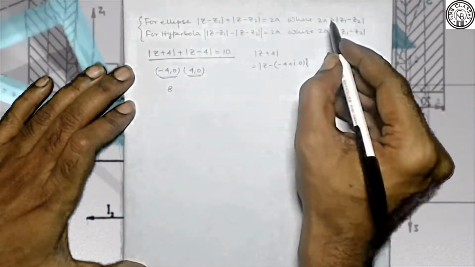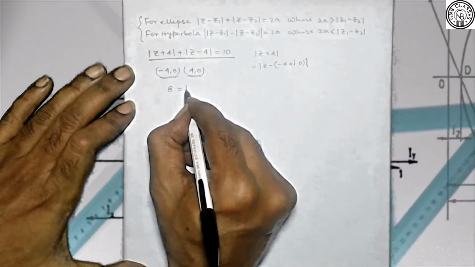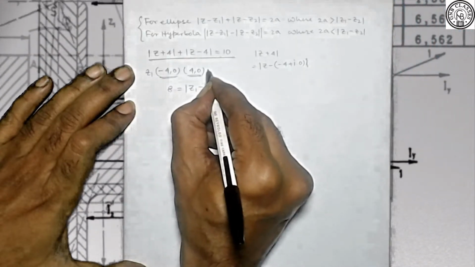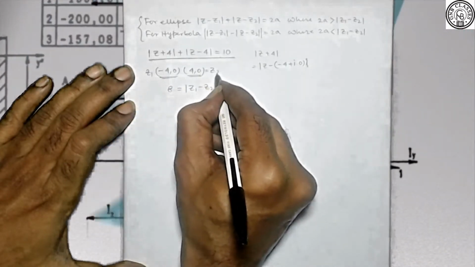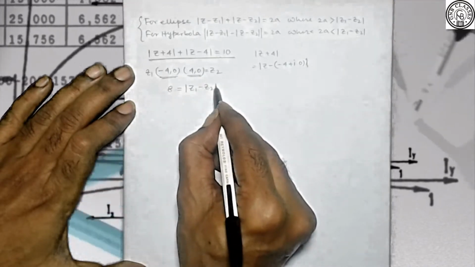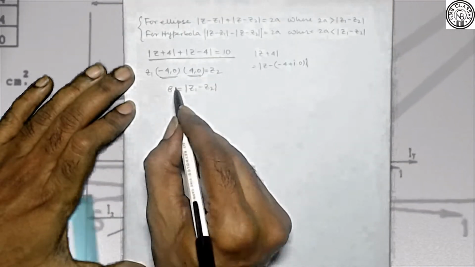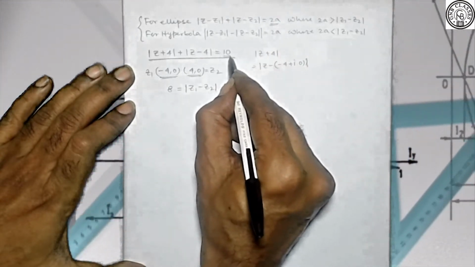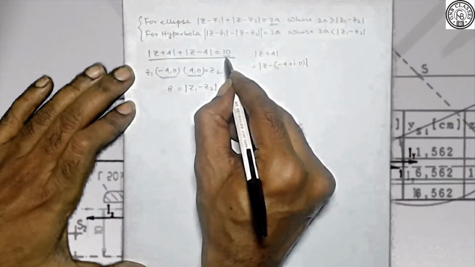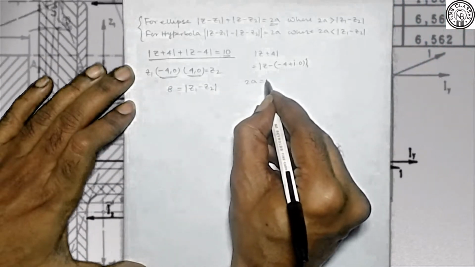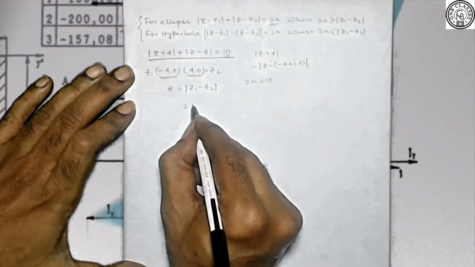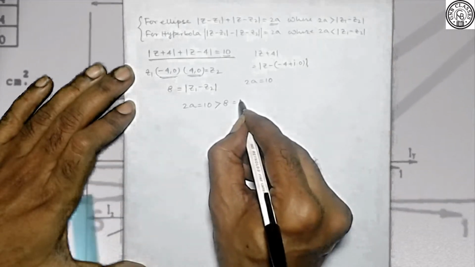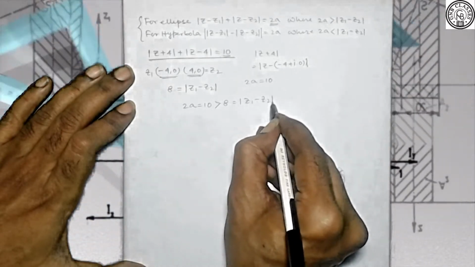Now we know that the distance between the foci is mod of z1 minus z2, if this is z1 and this is z2. Okay, so mod of z1 minus z2 is 8, and here 2a is 10. Now we can see that 2a, which is 10, is greater than 8, which is equal to mod of z1 minus z2.